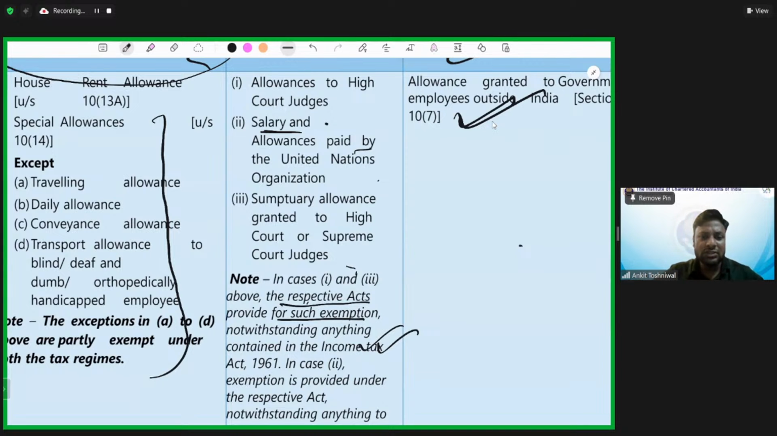No, allowances given to a government employee in India may be exempted, may not be exempted, but not all allowances given by the government of India are exempted. In this case, a citizen of India rendering services outside India and employed by the government of India, it is exempted, but not in every case.